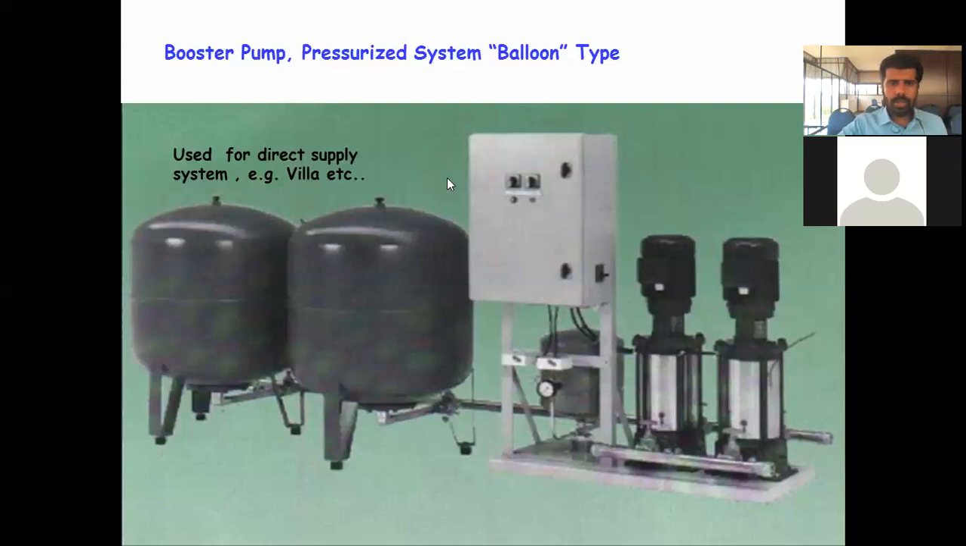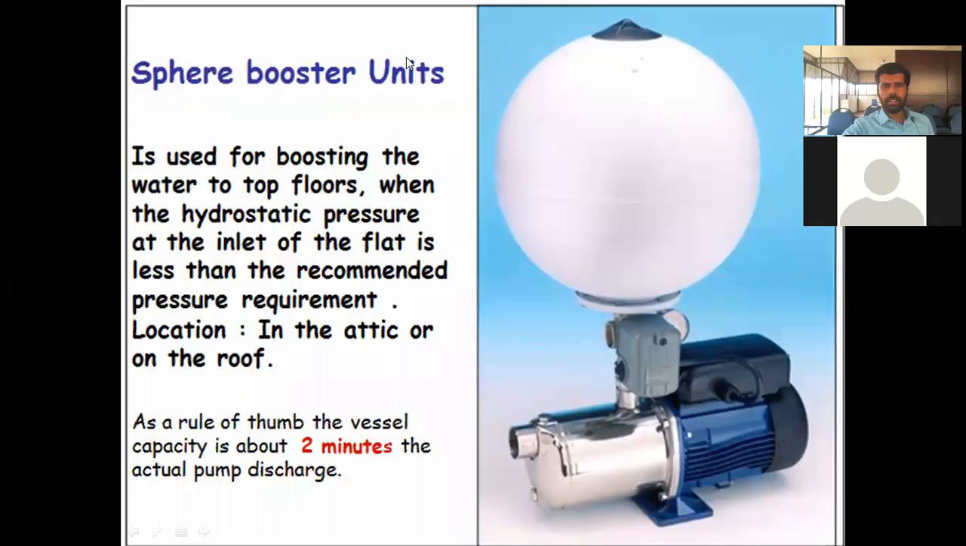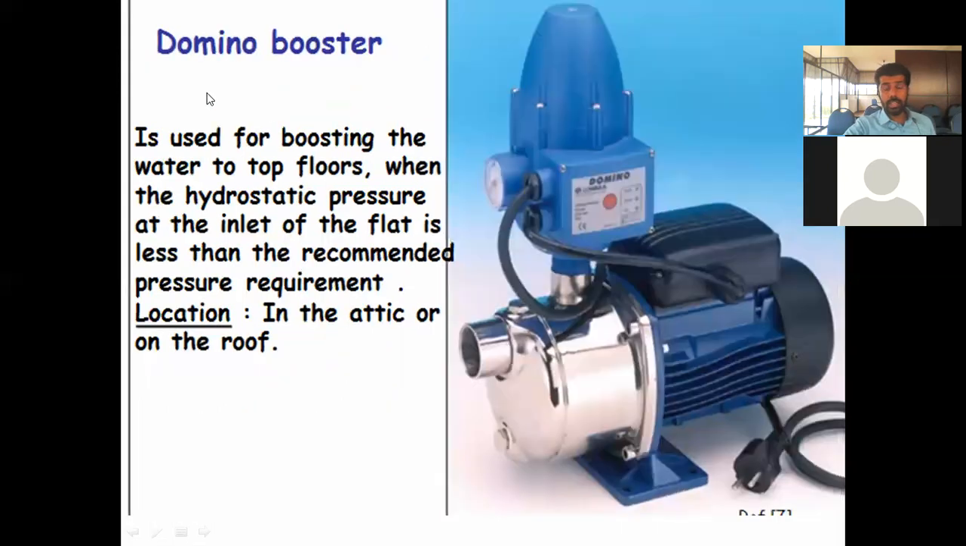So these are the pumps. There will be a pump with a tank. This is the steel cylindrical tank. It can be vertical type as well as horizontal type. There are different types of booster pumps: spear booster pumps, balloon type, and also domino booster pumps.